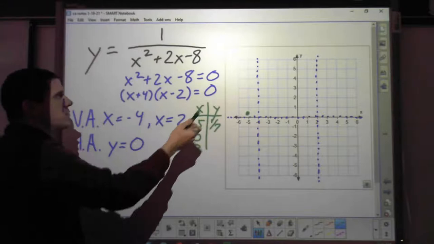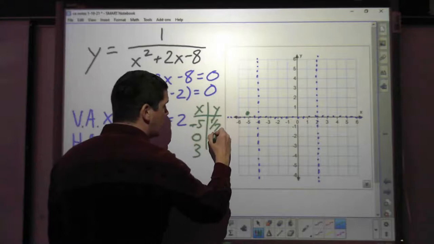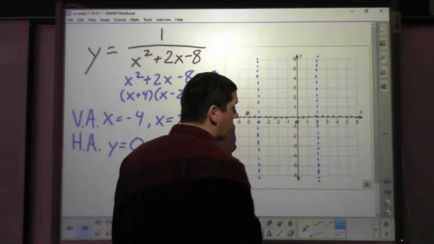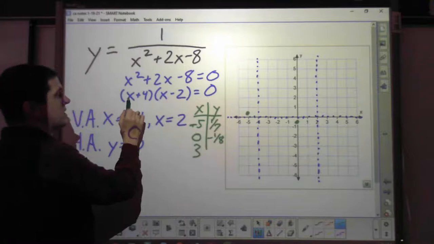Now, if I plug in 0, I mean, both are easy. It doesn't matter. 4 times negative 2, I get negative 8. I get over 1. So negative 1/8. Negative 1/8 is below that asymptote there. And then if I plug in 3, that's going to be 7 times 1. So I get another 1/7.